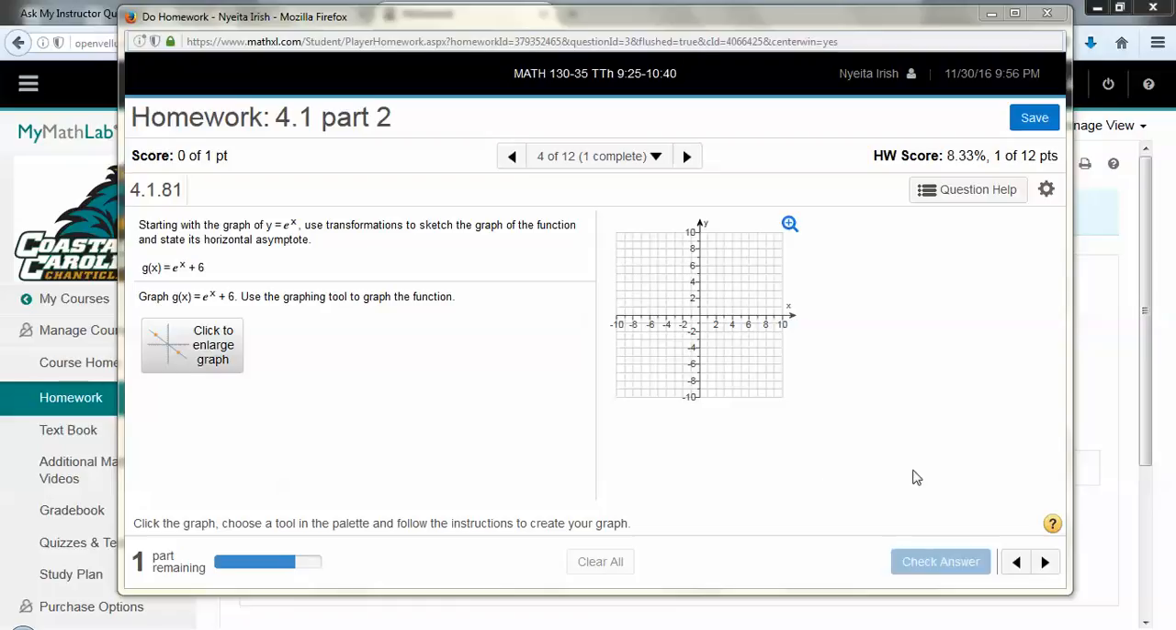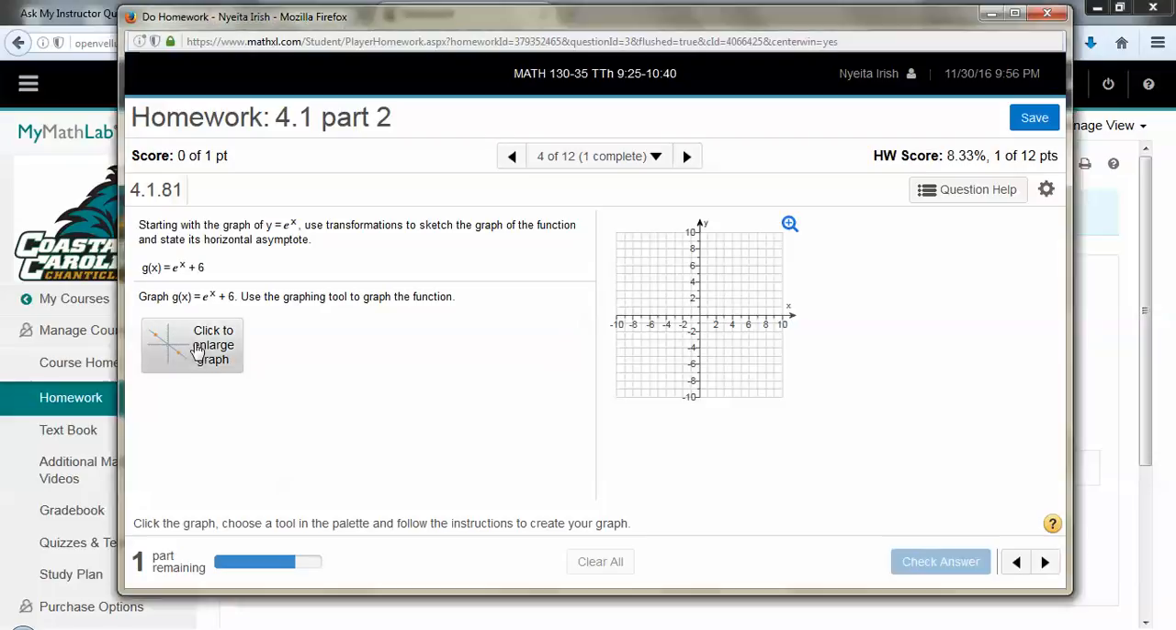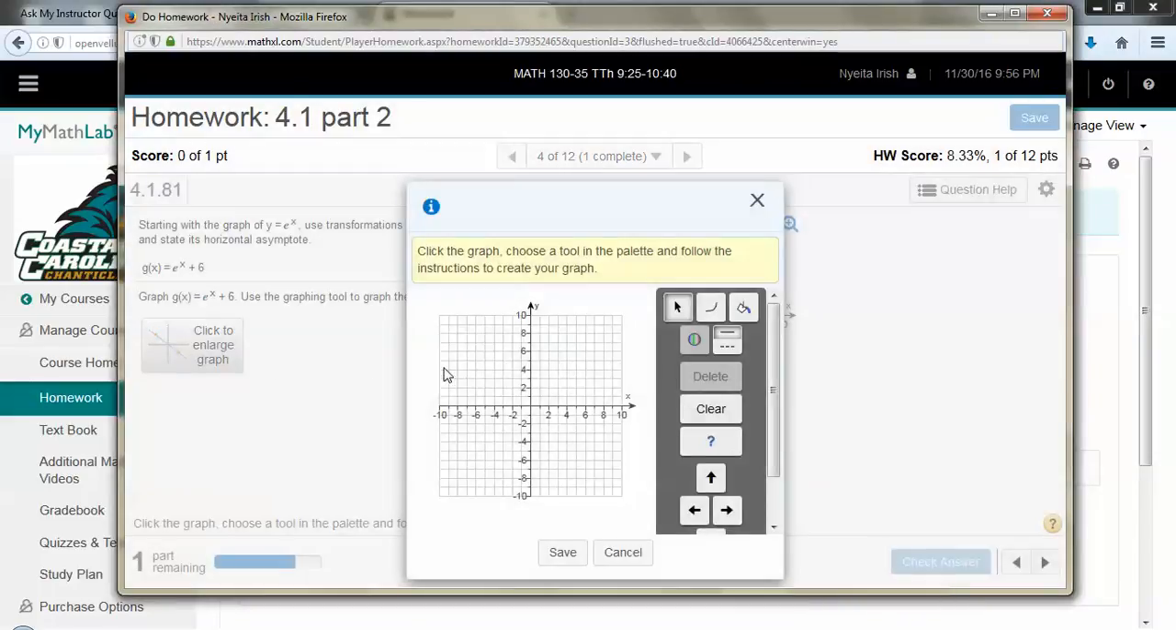So for this problem, it looks like you're probably having some trouble figuring out how to graph this. One thing you can do is plot points and graph it that way. Another thing that you can do is enlarge the graph and again just pick some points. So if x is 0, e to the 0 is 1, 1 plus 6 is 7.